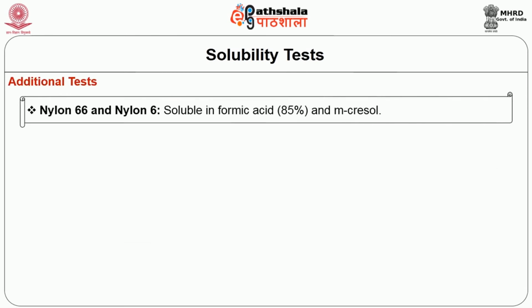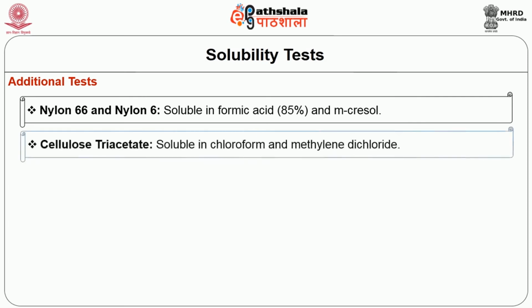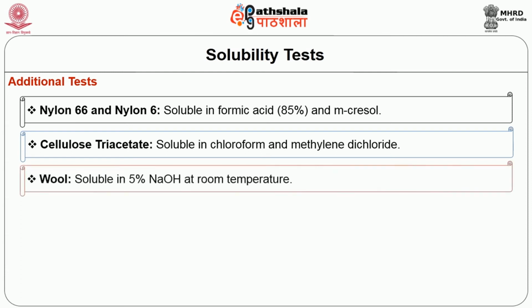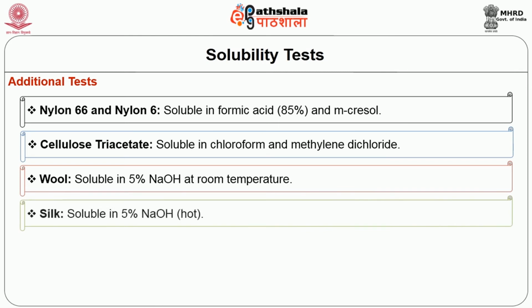For additional tests, if you have a doubt, nylon 66 and nylon 6 can be confirmed in formic acid 85% or m-cresol solution. If it is cellulose triacetate, it can be soluble in chloroform or methylene dichloride. If it is wool fiber, it is soluble in 5% sodium hydroxide at room temperature. In case of silk, it can be soluble in 5% sodium hydroxide hot solution.